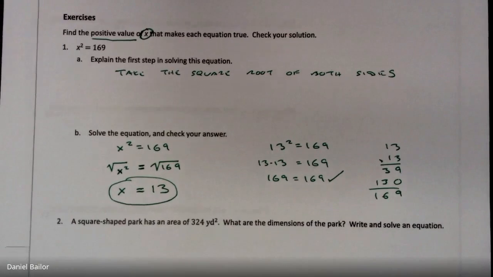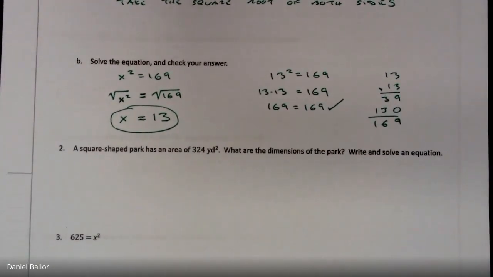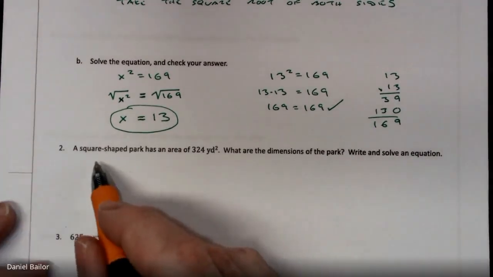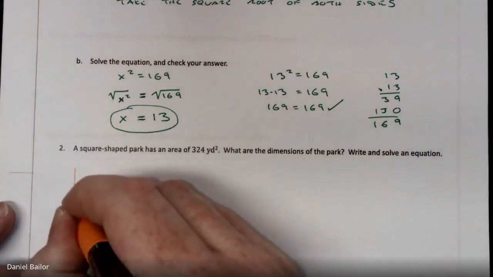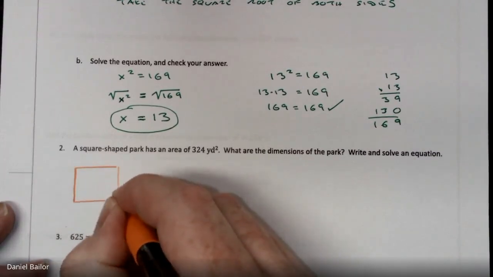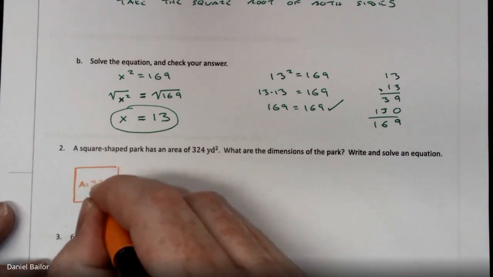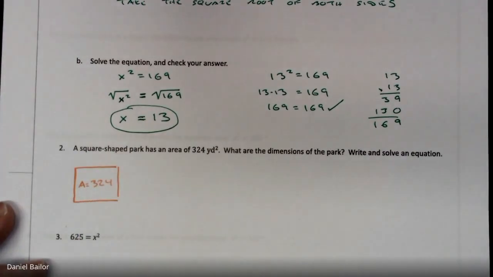Let's look at exercise 2. A square-shaped park has an area of 324 yards squared. What are the dimensions of the park? Write and solve an equation. So let's draw a square-shaped park. This is our park, and it says it's a square shape, so I'm going to draw a square. And the area is 324. I'm putting that in the middle.